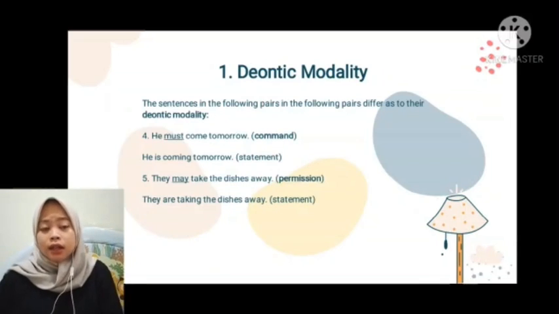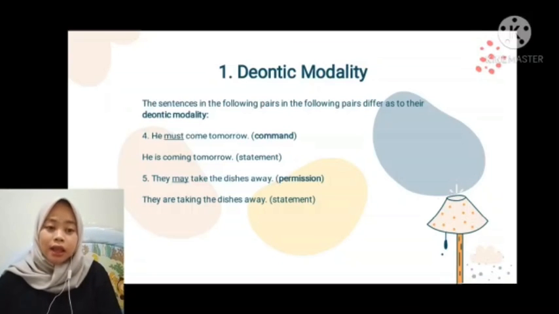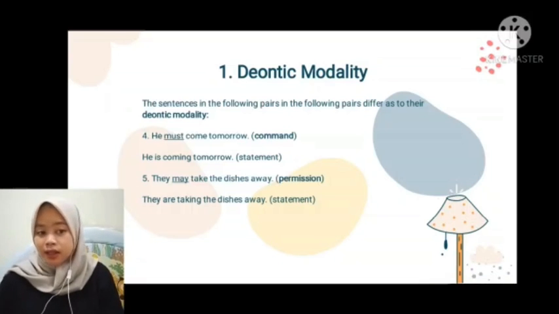Okay, and the next is deontic modality. You can see the example. He must come tomorrow. It is command. And: he is coming tomorrow. It is statement. Why? The first one is command because there is the word must. And another example: they may take the dish away. It is permission. And: they are taking the dish away. It is statement.